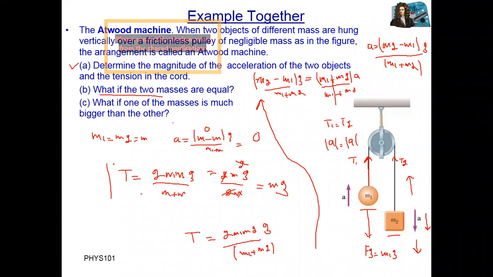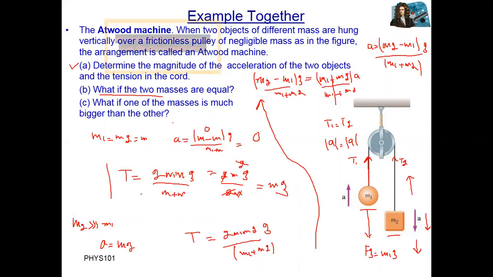Last one: what if one of the masses is much bigger than the other? When one mass is bigger than the other, let's suppose m2 is very large, very much greater than m1. So what will the acceleration equation be? In the acceleration equation, you can see m2 minus m1. When m2 is very much greater than m1, we will take just m2.